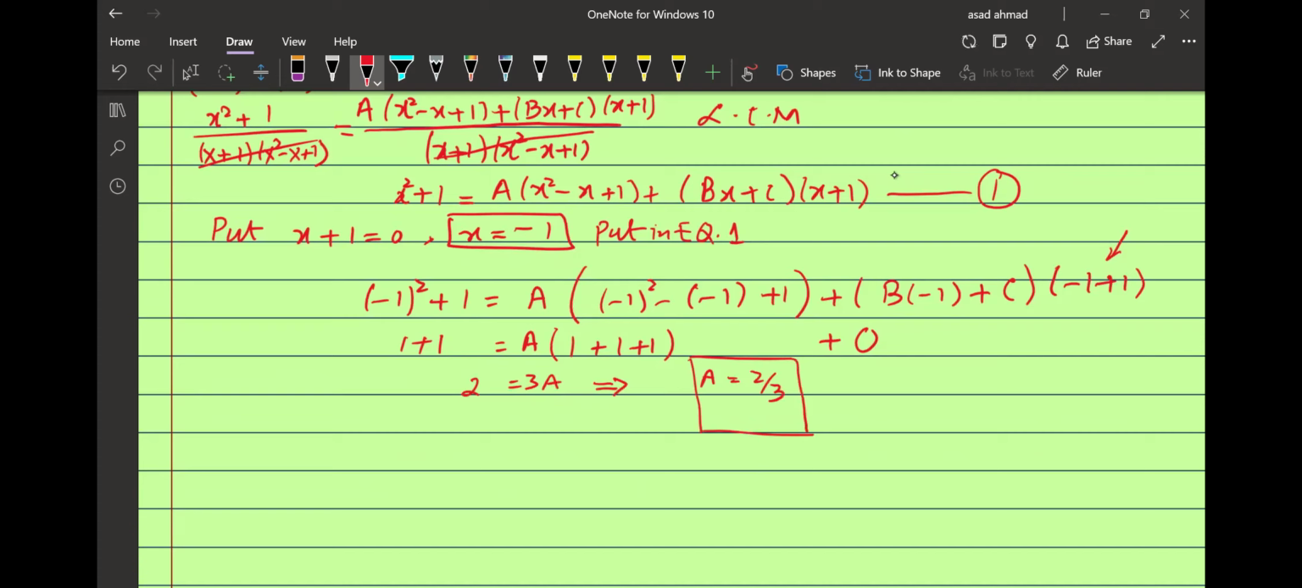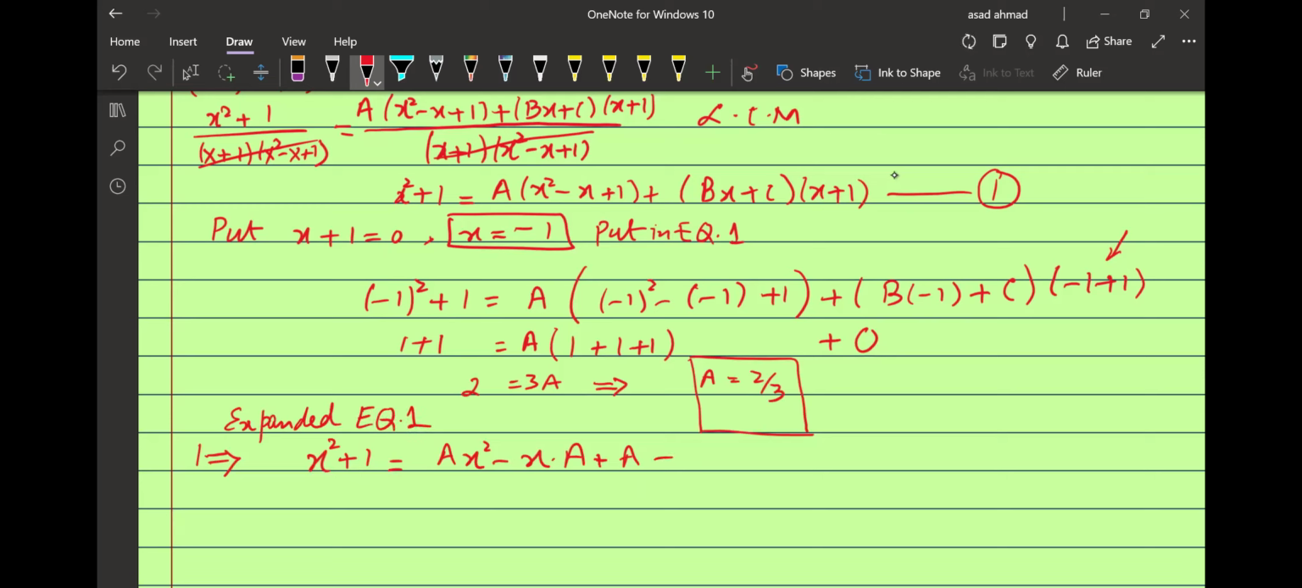Now, because we don't have any other linear part in it, we will need to multiply the term on the right hand side, and then we will compare the coefficients on both sides to make equations to find the values of B and C. So we will multiply it by A, or in other words, equation 1 will be expanded, right? So we are expanding equation 1.